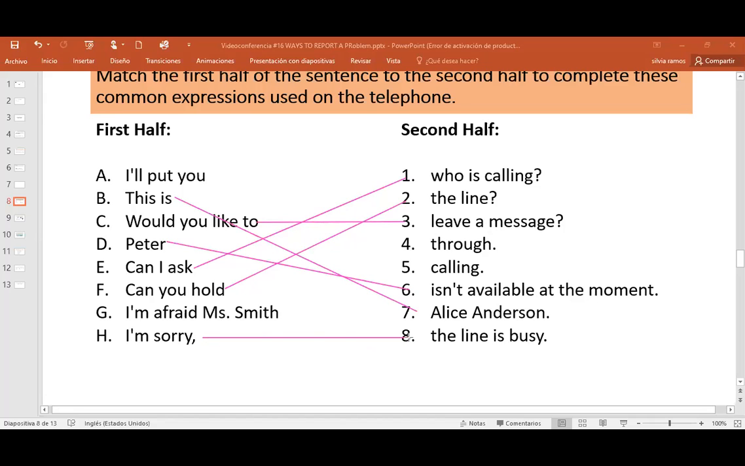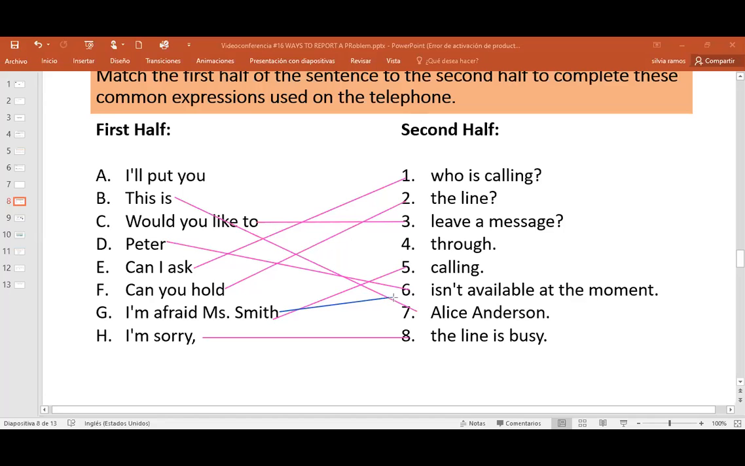We have two more. What do you think it's going to be? ¿Cómo se pronuncia esa palabra, teacher? I'm afraid, Miss. Very good. I'm afraid. We're going to have two here. Okay. Here. But also, we can put this one here. Okay, 5 and 6. Let me put another color, okay? Le vamos a poner otro color.